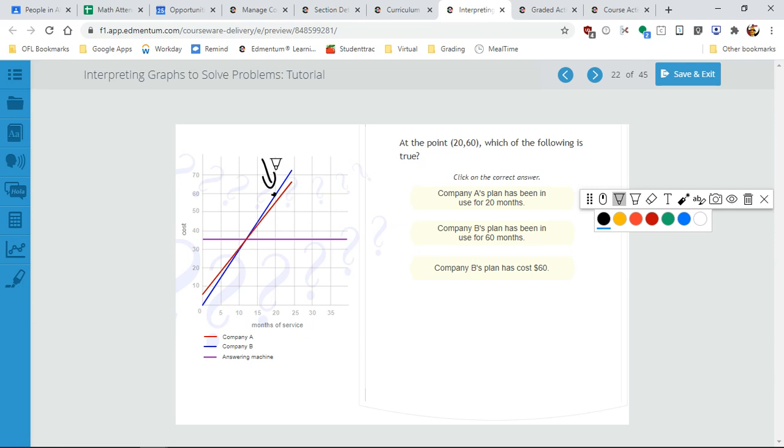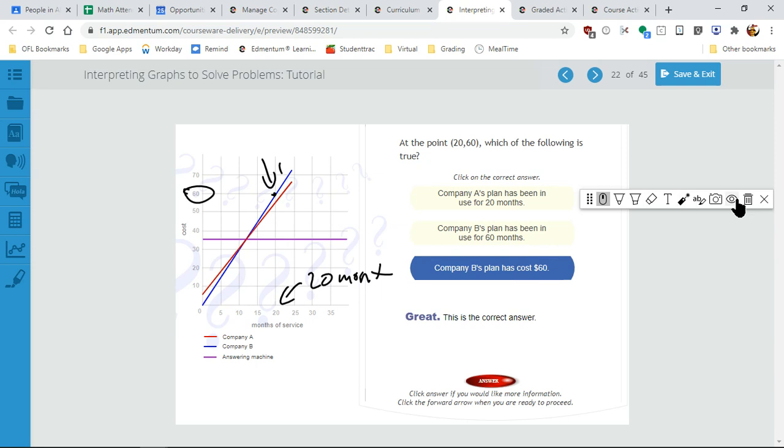All right, guys. So he actually does have a point at 20 months. So this is telling us that at 20 months, we run into company B and it has a cost of $60. So at 20 months, company B has a cost of $60. So it doesn't say it here, but it should. Plan B has been in use for 60 months. That is not true. It has a cost of $60. So again, you just line them up.